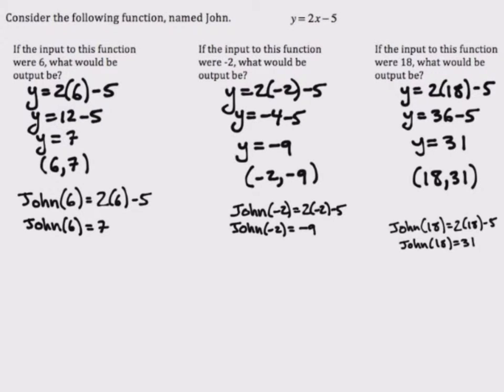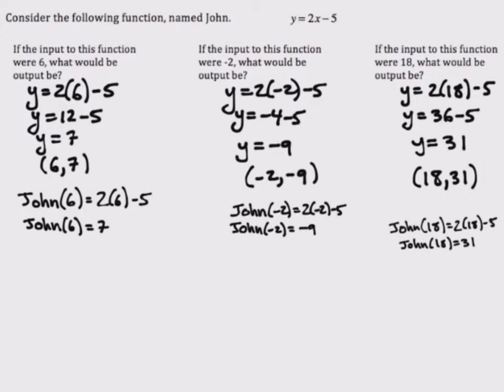Each of these statements at the bottom mean exactly the same as what we just said. When the rule John is applied to the input 6, the output is 7. When the rule John is applied to the input -2, the output is -9. When the rule John is applied to the input 18, the output is 31. And that's exactly what function notation is.